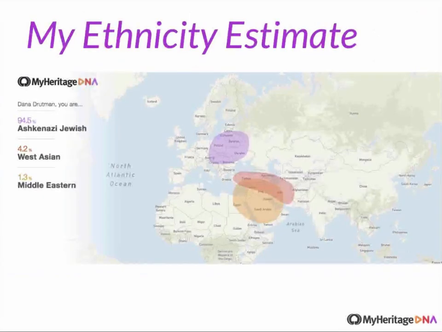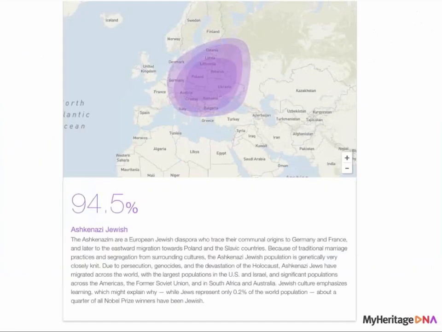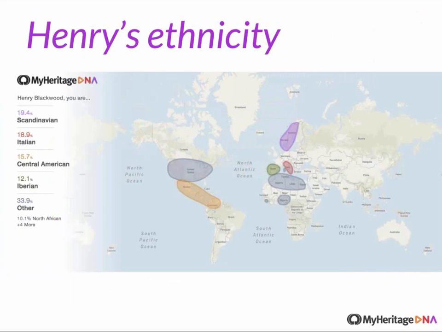So I have to admit that I'm pretty boring because I have only 3 types of ethnicities, but it's very exciting just to see it so clearly. I'm 94.5% Ashkenazi Jewish, 4.2% West Asian, and 1.3% Middle Eastern. Very easy to see. If I want a better understanding of each of those ethnicities, I can just press on one of them, and I will have more information about this ethnicity, where these people came from, what they have done, and so on. Very interesting. Although I had 3 ethnicities, you can see here an example of Henry. Henry is some random person who has lots of ethnicities.